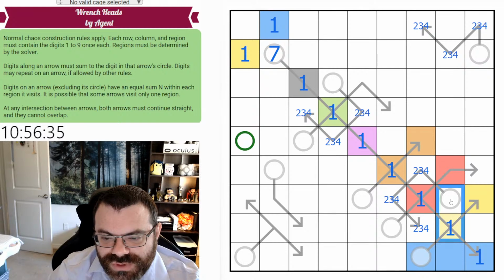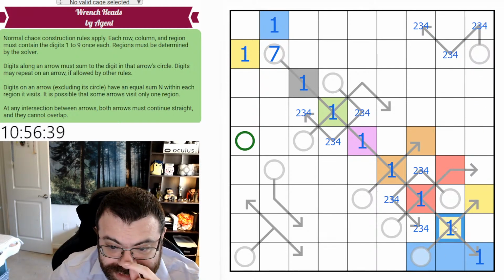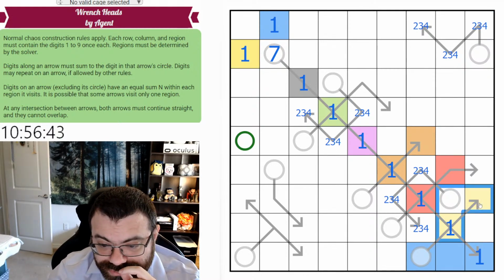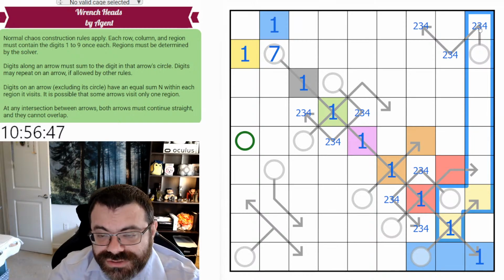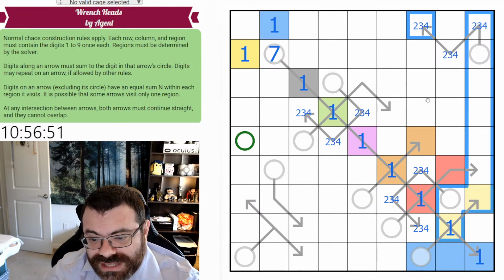1, 2, 3, 4, 5, 6, 7, 8. It could reach this one. This yellow could reach it, couldn't it? 1, 2, 3, 4, 5, 6, 7, 8, 9. Yeah, this yellow could reach the corner, but it wouldn't be able to also take this one. So that's out.